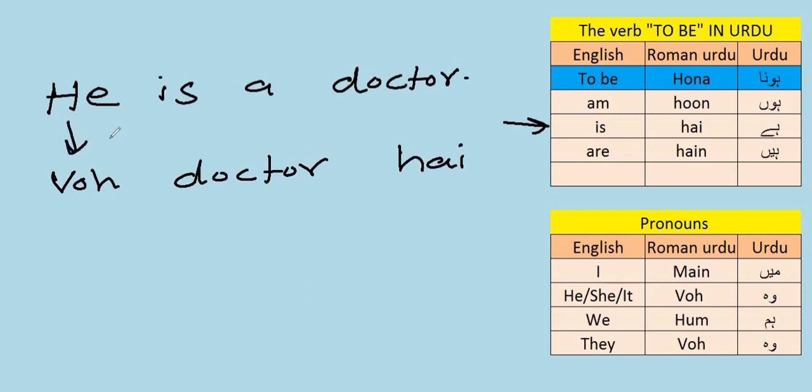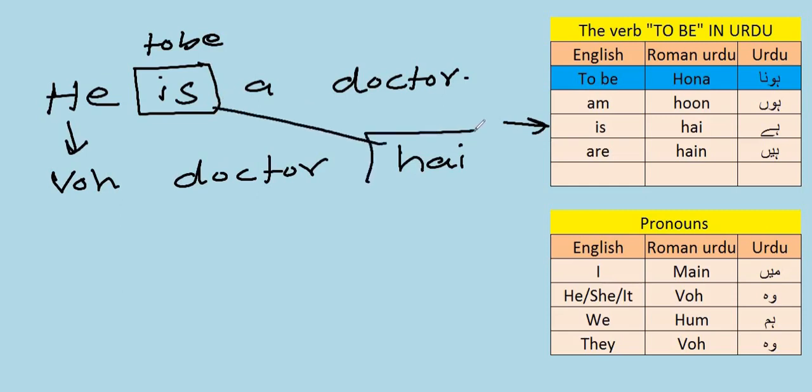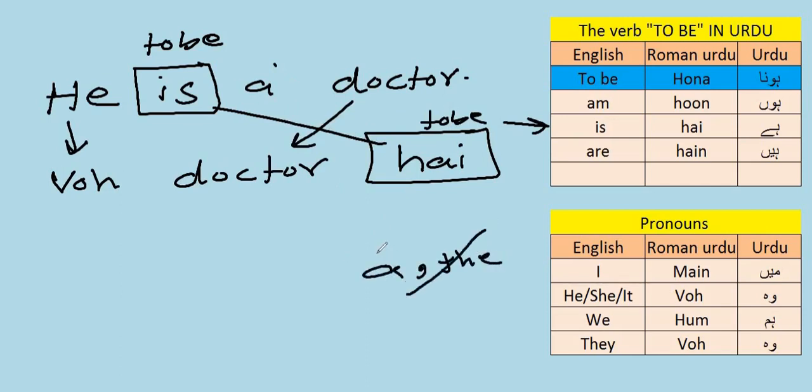Say he is. वो is he, the pronoun, while here the meaning of is in an Urdu sentence is है, which is the to be form in Urdu, and doctor is the same. Okay, the word a: there is no a or the in the Urdu language. We can ignore it, we can omit it. So we can say wo doctor hai.